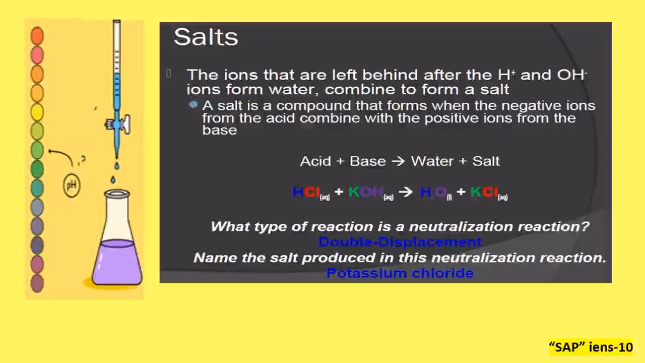What type of reaction is a neutralization reaction? It's a double displacement reaction. Name the salt produced in this neutralization reaction: potassium chloride.